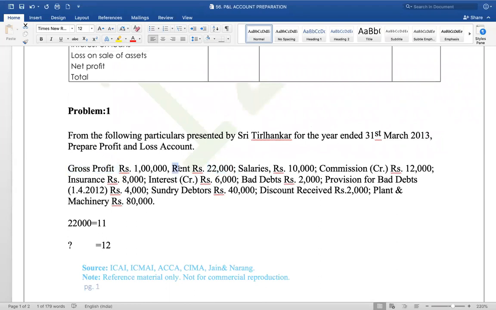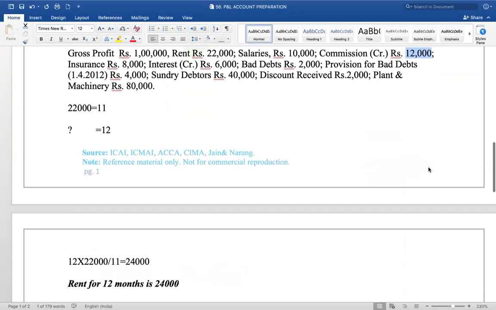Rent, salary. Let's come to the commission. Commission credit. You know, commission credit balance means income. Commission debit balance means expense. Commission debit balance is what you paid. Commission credit balance is what you received. So that's 12,000. What is that? Income. Now let us see if there are any adjustments for commission.